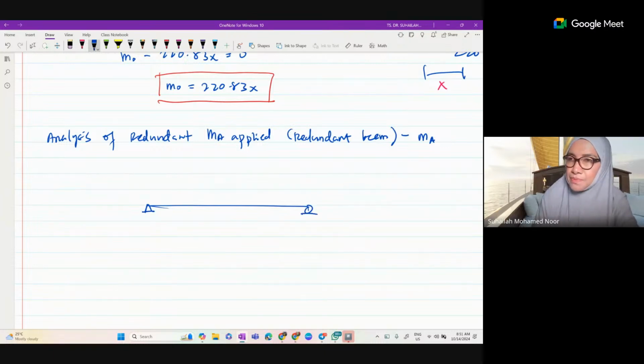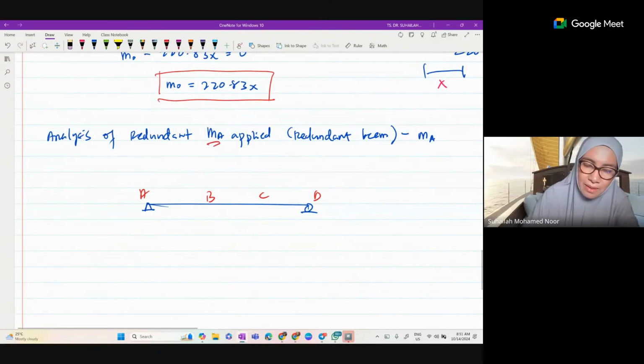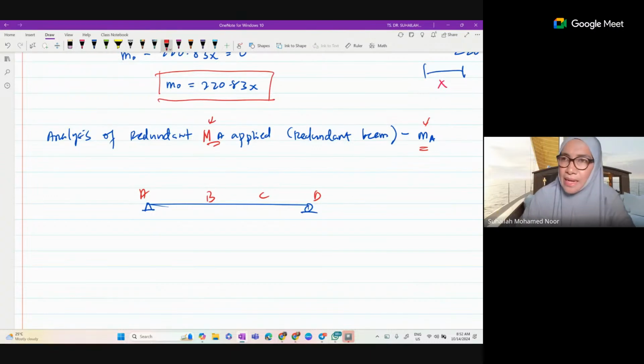simply supported beam. We label A, B, C, D. And there is a moment at A. This MA is capital letter, and this m is small letter. Okay, this one you write down. This small m is the moment equation. The moment at A, the reaction, which becomes the redundant, is capital M. This small m is the moment equation, and this capital M is the redundant. Okay, a different way of writing: one small m for moment equation, one capital M for reaction.